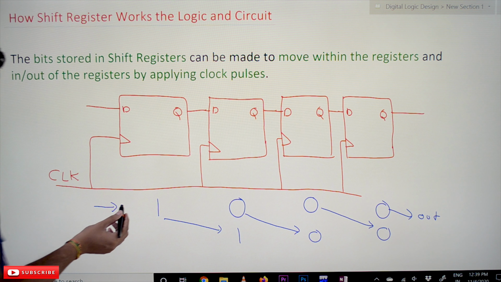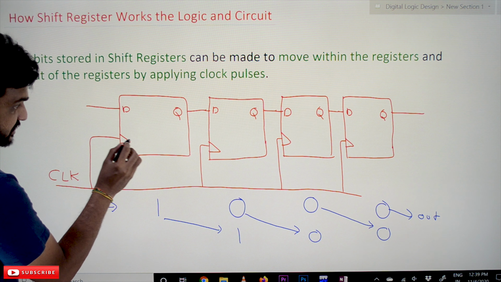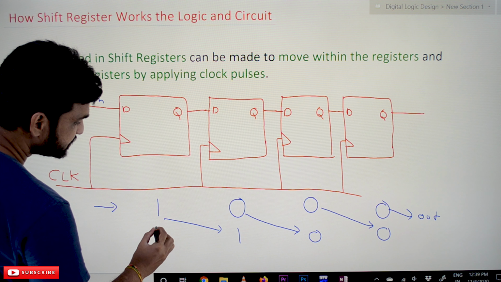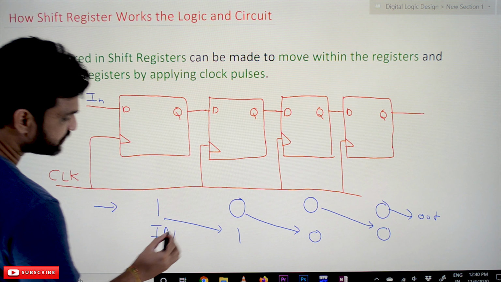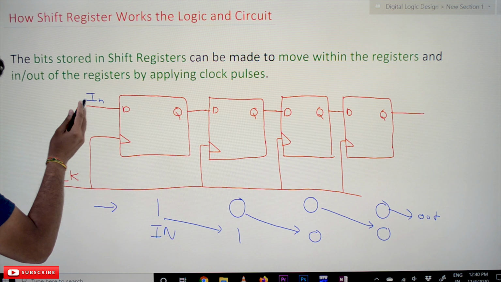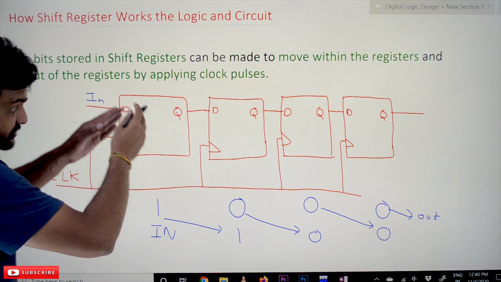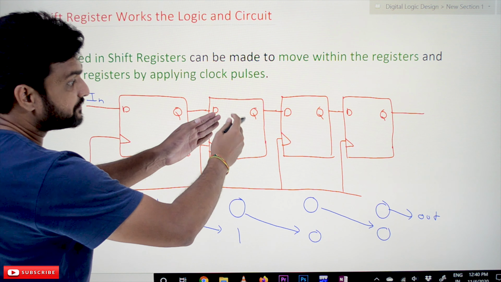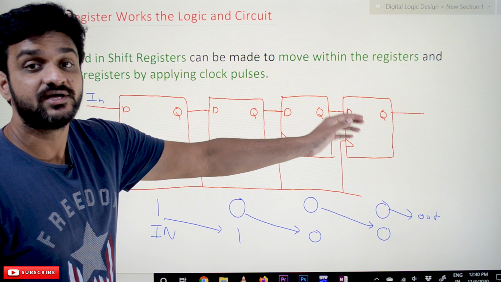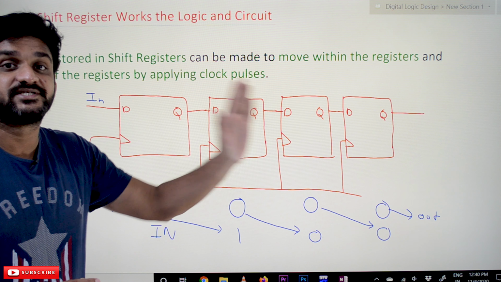Now, whenever we provide the clock pulse, we also give the input here. This is what we call the input that we have provided. The input will be stored in this flip-flop. The input that is given at the time of the clock pulse will be stored here, and the value stored in this flip-flop will move to the next flip-flop, and the value stored there will move to the next, and this will get shifted to that flip-flop. So that is what we call a shift register.